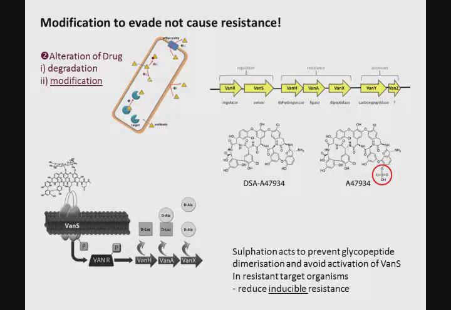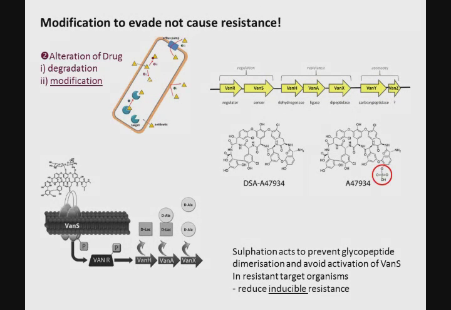So this is the vancomycin analog with the catchy name, DSA A47934. It behaves just like vancomycin. You add it to the bugs, the sensor will pick up on this and trigger the resistance enzymes downstream in that resistance operon. But what we can do is discover bugs making a variant of this where they've sulfated one of those fused rings. So here's a sulfate group here.